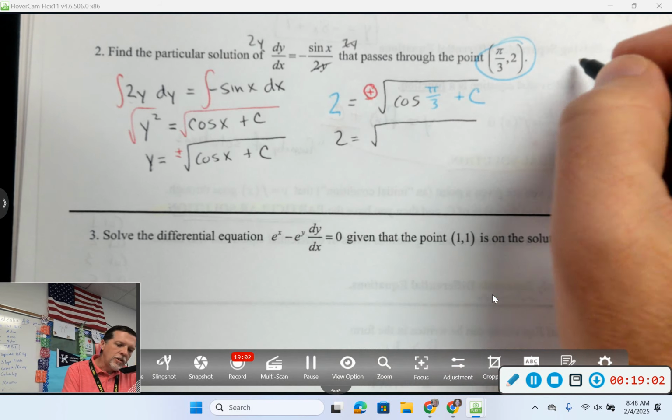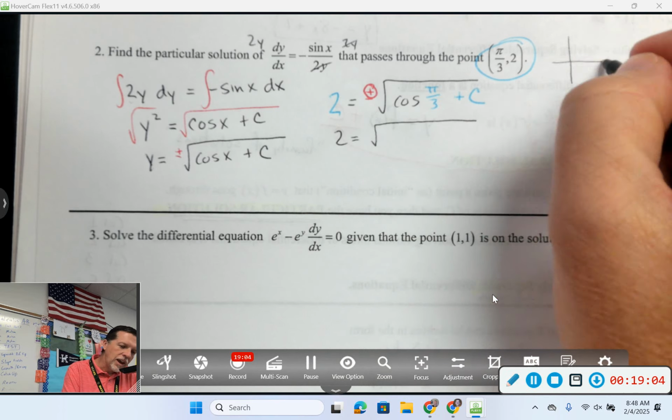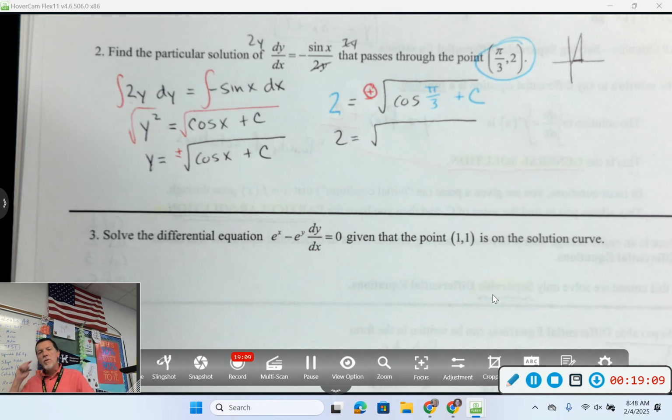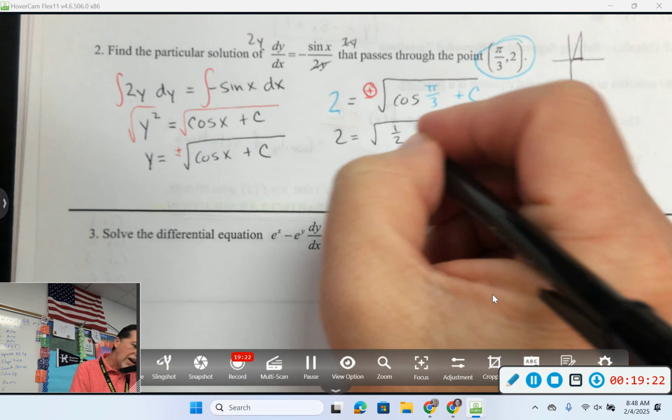Okay, then I need to know the cosine of pi over 3. Maybe you have it memorized. Maybe you need to do a quick little sketch. Either way, what's the cosine of pi over 3? 1/2. So 1/2 plus c.